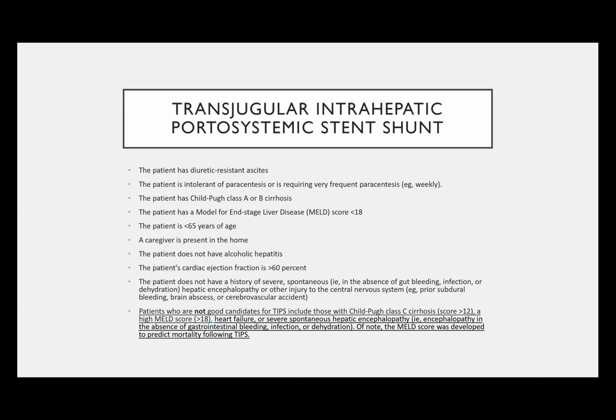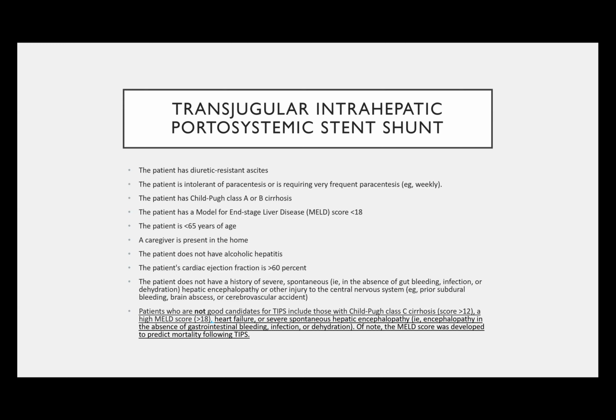Ideally, we have tried large volume paracentesis and they're not tolerating it or they're requiring it more frequently than every 2 weeks. You don't want the patient to be in Child-Pugh class C. The MELD score has to be less than 18. They need to have good social support. They need to have a good functioning heart. So there's a lot of requirements that you need to have in order to actually do TIPS.